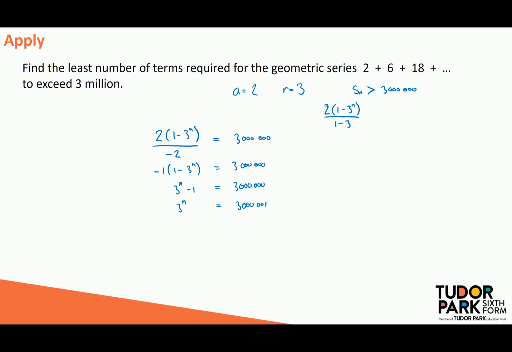Again, the unknown here is the index, so I'm going to use logarithms to solve this. So I'm going to take logs in base 3 of 3 to the power of n is logs in base 3 of 3,000,001. This is going to give me on the left hand side n, and I can throw that into my calculator and it tells me that my answer here is 13.5 something or other. Well, that's when it's going to be equal to 3 million. I want to know when it first exceeds 3 million, so n is going to need to take that larger value, so n will need to be 14 for that to be the case.